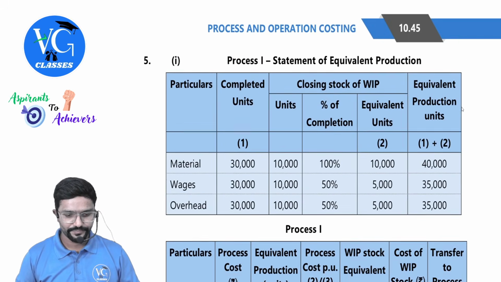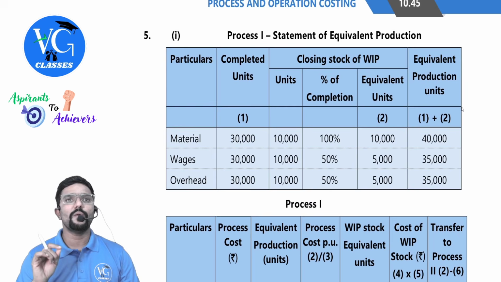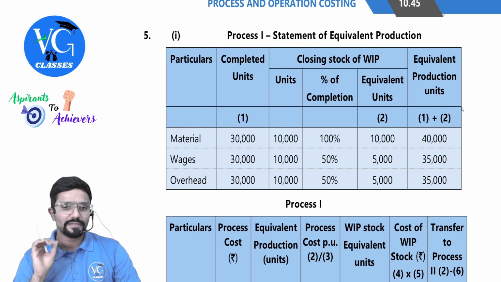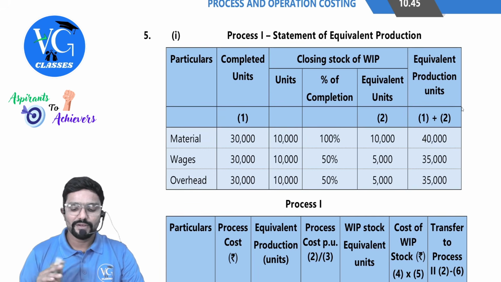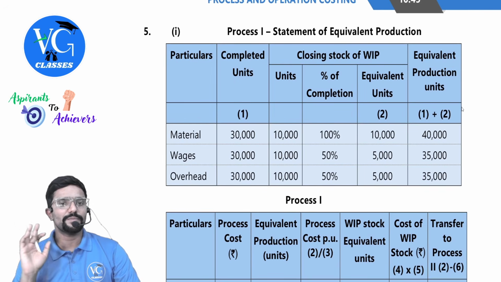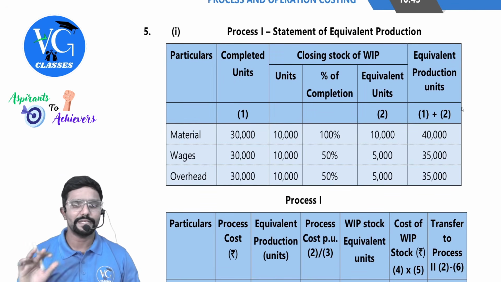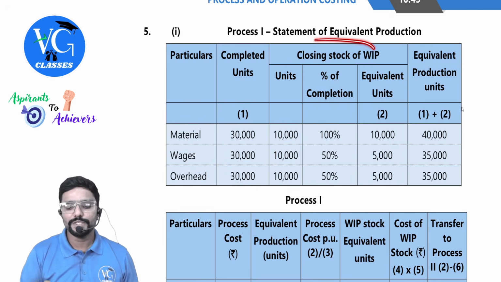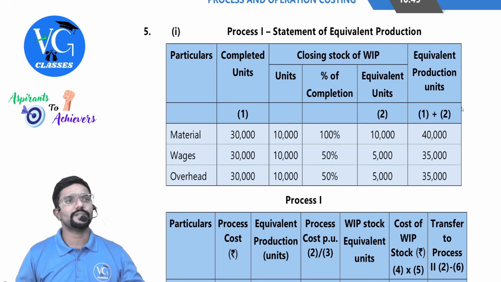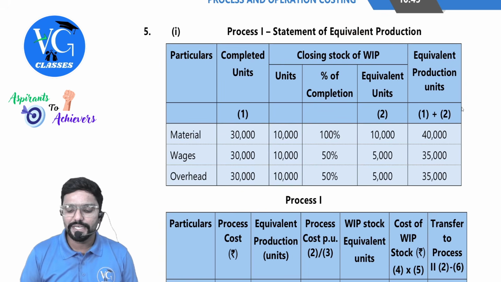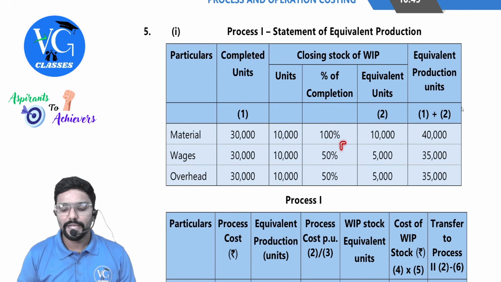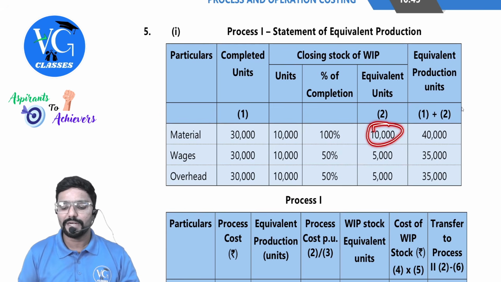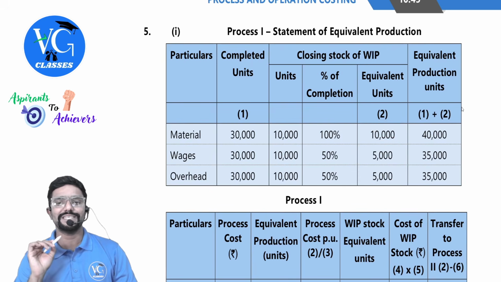Let us see. Statement of equivalent production, first one, process 1. They have not shown input and output separately here, they have just done it together, guys. That's okay, because there is not much complication here with respect to normal loss, abnormal loss and all. They don't have any loss. Completed units is how much? 30,000. Then coming to closing WIP, remaining 10,000. How did we get 10,000? 40,000 minus 30,000. What is the degree of completion for it? Material 100%, labor and overhead 50%, 50%. So equivalent units for closing WIP will be 10,000 material, whereas wages and overhead is 5,000 each.